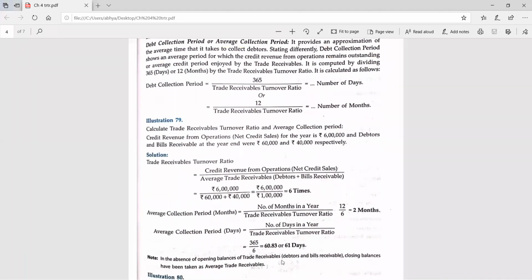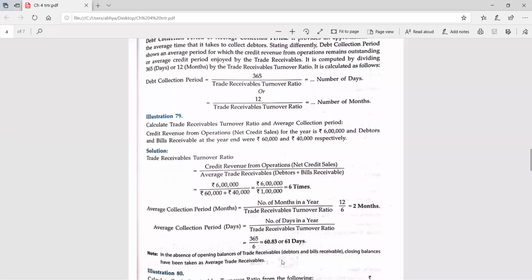So make sure of two things before solving this question. First, if provisions for doubtful debts are given, then they will not be deducted. Second point, if there is no information about the opening, then we need not take the average of the debtors and B/R. We will just add these figures and take it, because in this question only closing debtors and B/R are given. So we have not taken the average of this. Do not divide by 2. Okay, so the answer is 6 times.